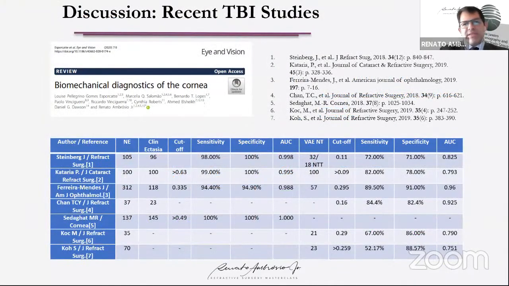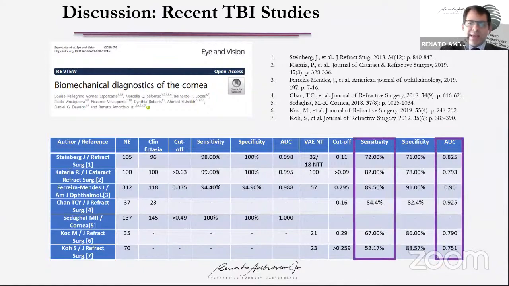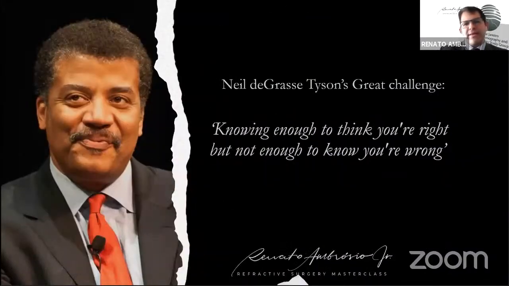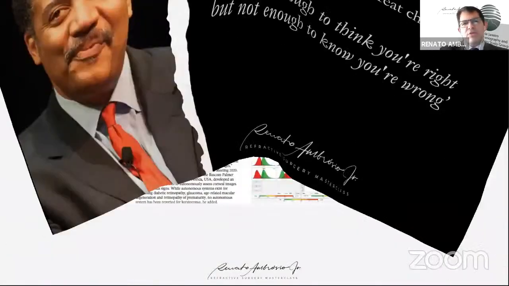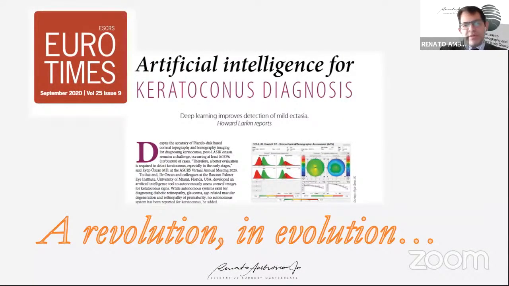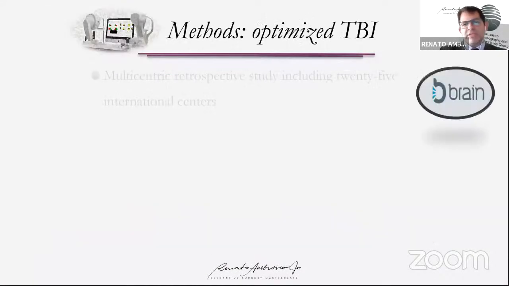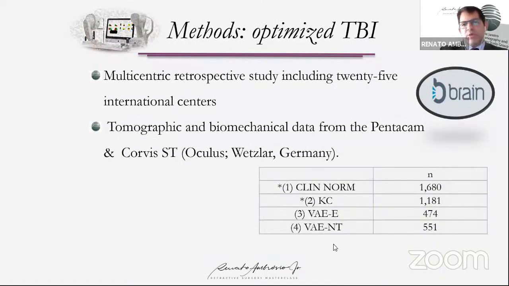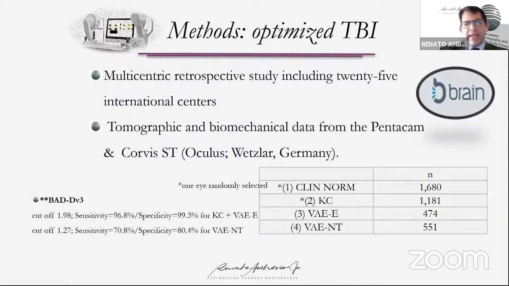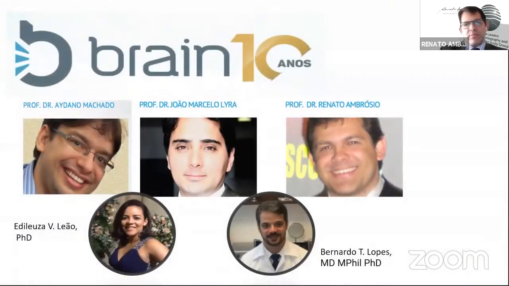We have some studies that looked at the TBI with a lower sensitivity than our published paper. And now I come with another quote: sometimes we know a little bit and we think we are right, and we need to know much more to know we are wrong. And I would say it's not a matter of being wrong, it's a matter of having to know more. And we have the ability to have a continuous evolution in this revolution of artificial intelligence and biomechanical measurements, in which we increase the number of patients to 505 in a multicenter study, and we increase the algorithms with the brain.